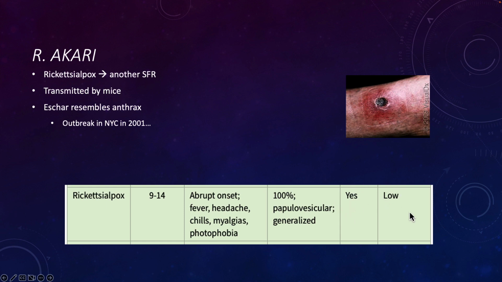Mortality is low. There was an outbreak of Rickettsialpox in late 2001 in New York City, and it did cause a lot of panic because the eschar resembles that of Bacillus anthracis. So something you might want to think about is, if you had a patient that came into your clinic that had this type of eschar, how could you do a differential diagnosis? What tests could you do to determine whether or not this was an anthrax eschar versus a Rickettsialpox eschar?